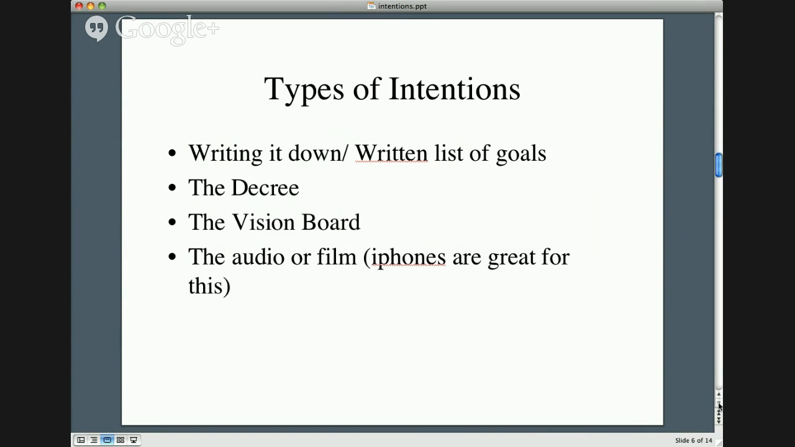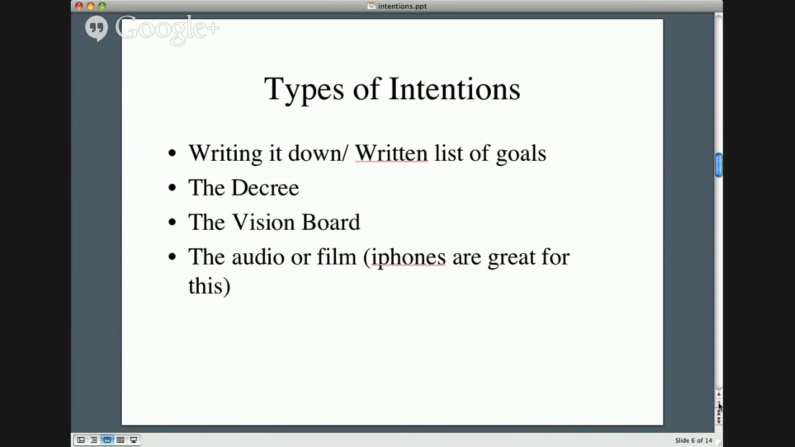A fourth type of way that people use intentions and set intentions and manifestations is using audio or making a little film. You can even talk about what we want to create. iPhones are great for this. You just turn on the video or you turn on an audio record and you just talk about what it is you want to create. So those are four ways.